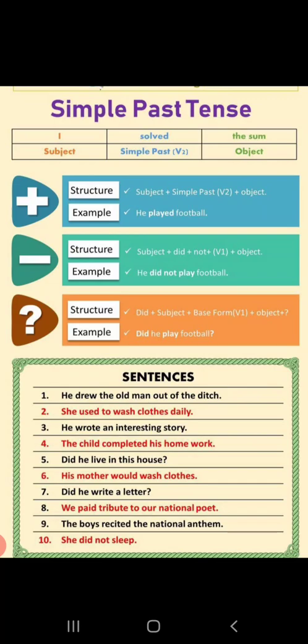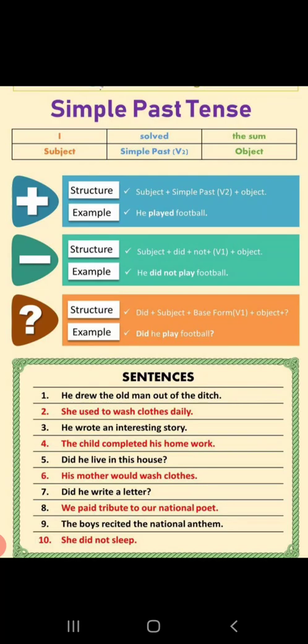Okay, and if you want to make the sentence negative, then you have to use did not, and after using did not, use the first form of the verb. And just to make the sentence interrogative or a question, you have to use did before the subject, and after that you have to use the base form, meaning the first form of the verb. Have a look at the examples.